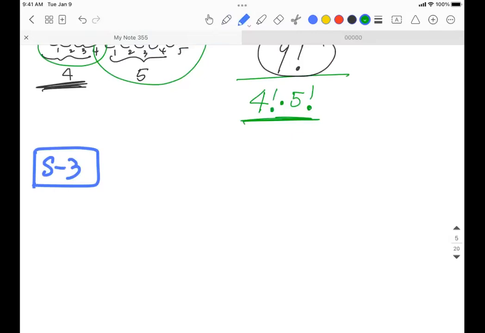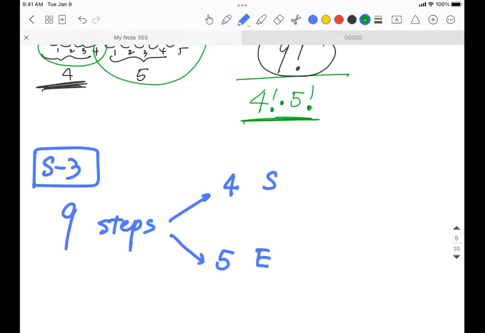So my last strategy is, see, basically you have 9 steps, right? Within these 9 steps, you're going to go 4 to the south and 5 to the east. You don't really care about the different combinations of the 4 souths. But at the end of the day, you have 9 steps. You want to pick 4 steps to go south. The remaining 5 steps will automatically go to the east.